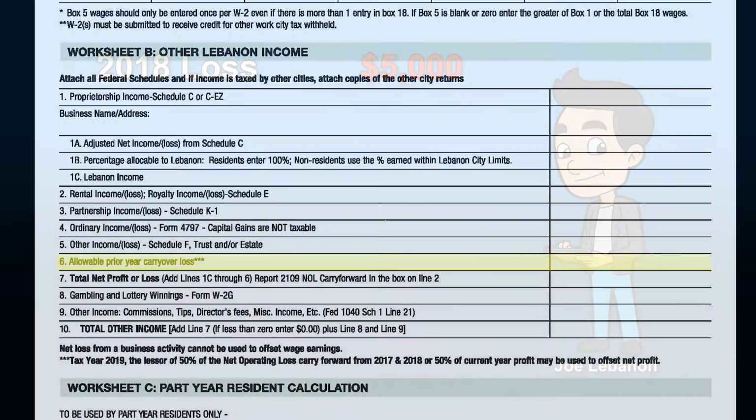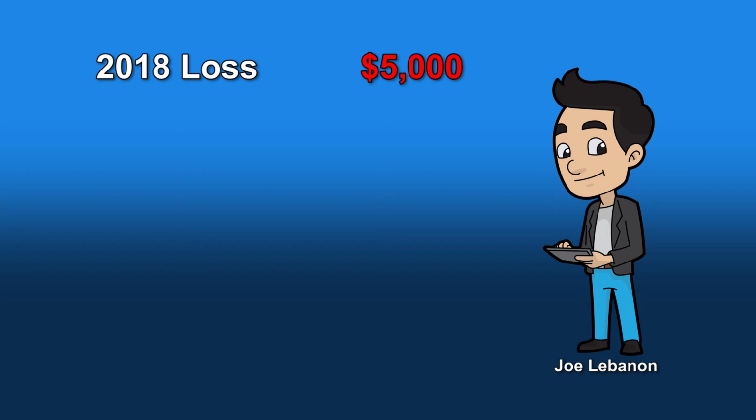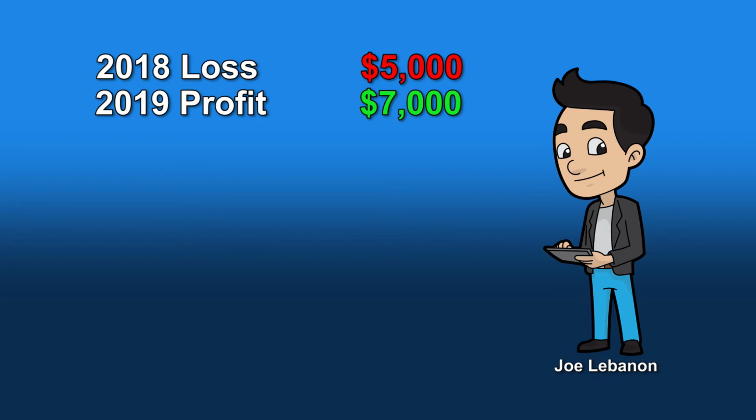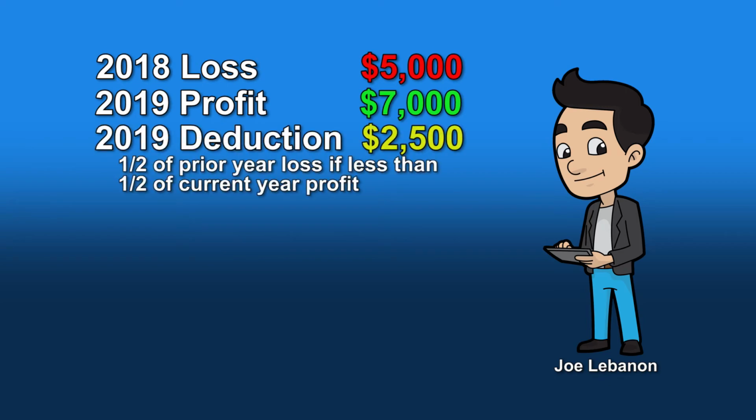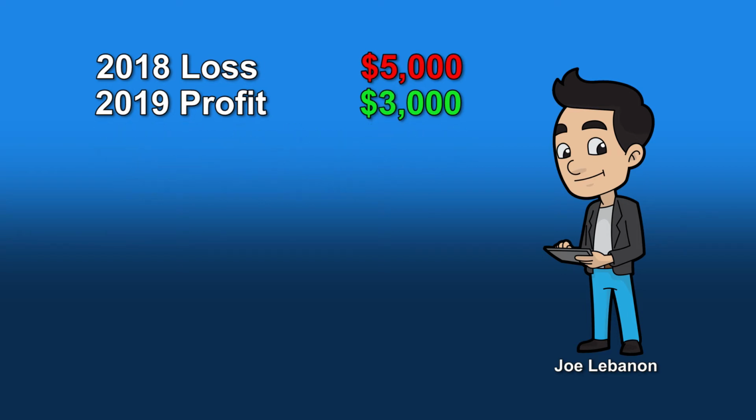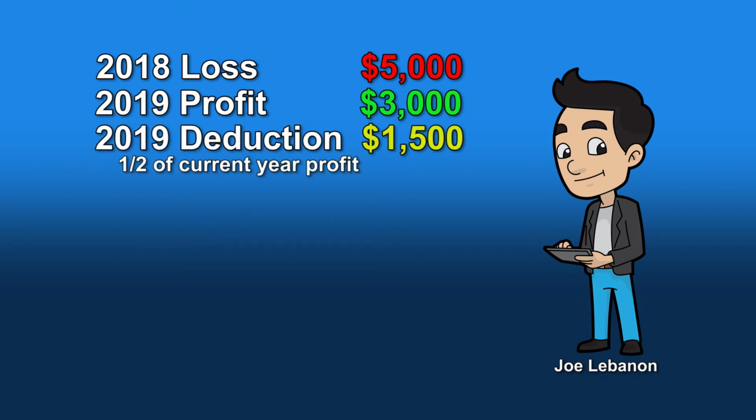Here is an example. Let's assume that in 2018, Joe had a loss on Worksheet B of $5,000. In 2019, if Joe showed a profit of $7,000, he would be able to deduct a loss of $2,500, half of the prior year loss because it is less than $3,500, half of the current year profit. Now, if Joe showed $3,000 of profit in 2019, he would only be able to deduct $1,500, half of the current year profit, because it is less than $2,500, half of the accrued loss.